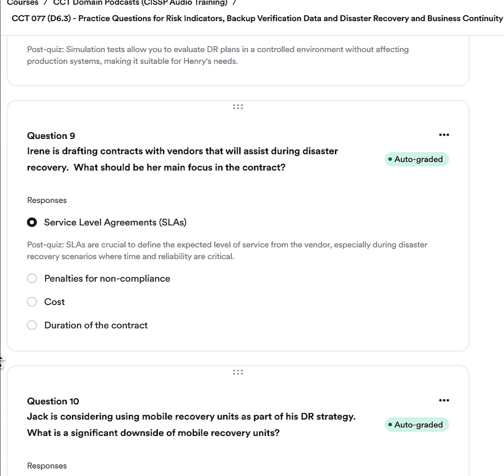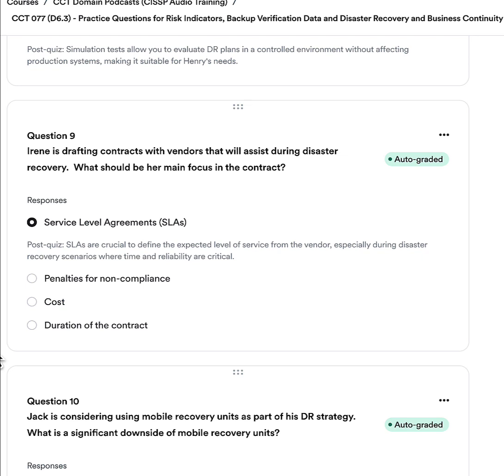Question 9. Irene is drafting contracts with vendors that will assist during a disaster, or during a disaster recovery, I should say. What should be her first main focus in the contract? A, service level agreements. B, penalties for noncompliance. C, cost. Or D, duration of the contract.